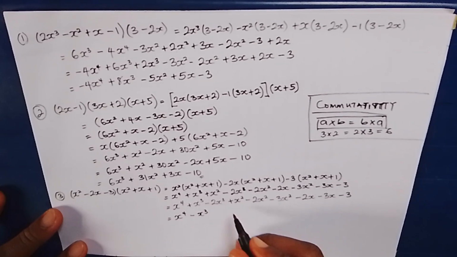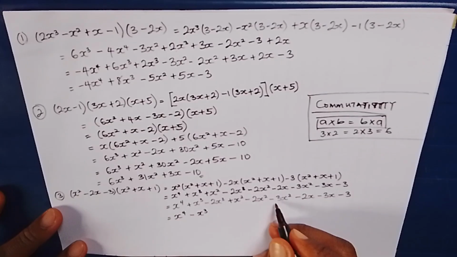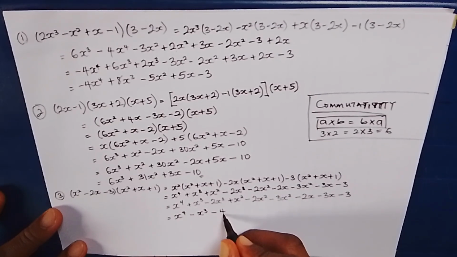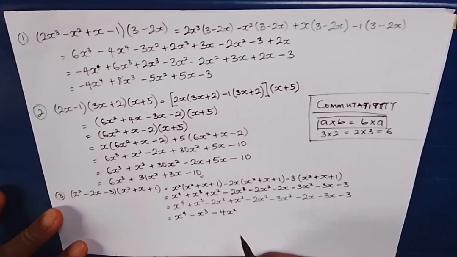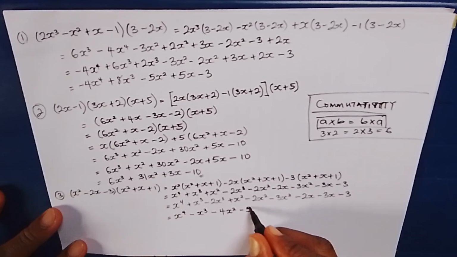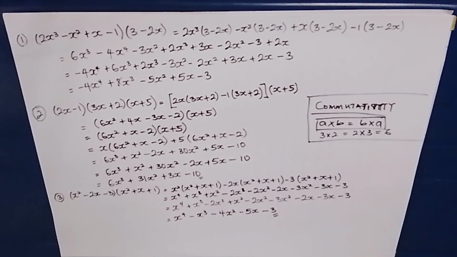So let's move on. X squared minus 2x squared minus 3x squared. This will give us minus 4x squared. Minus 2x minus 3x will give us minus 5x and minus 3. This is our final answer.